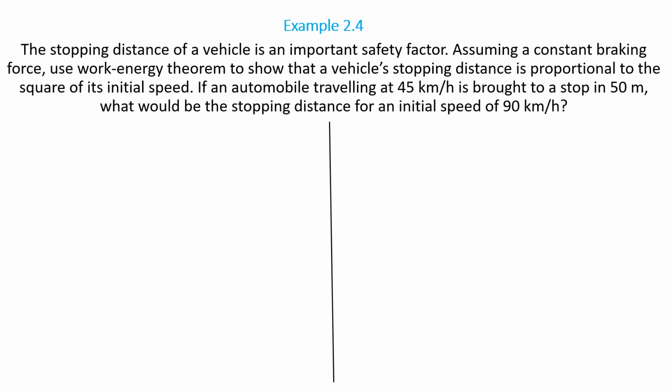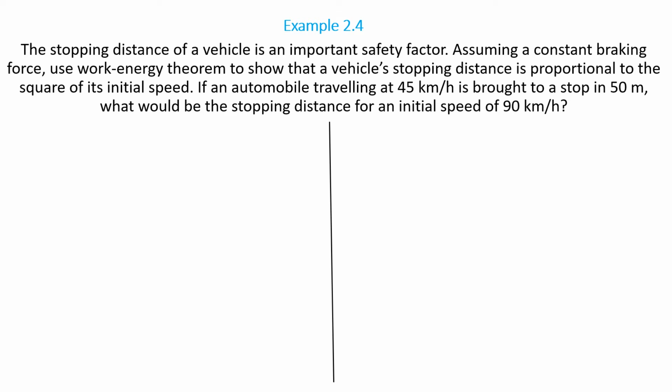Welcome again to this next example in work, energy, power, and we are basically dealing with the work energy theorem. The example reads: the stopping distance of a vehicle is an important safety factor. Assuming a constant braking force, use the work energy theorem to show that a vehicle's stopping distance is proportional to the square of its initial speed.